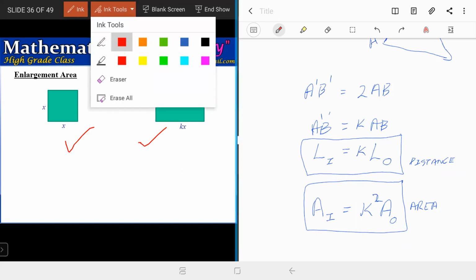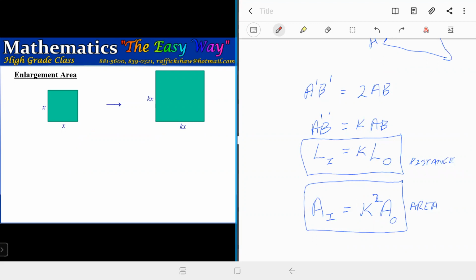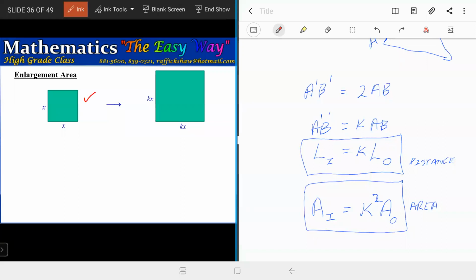Just a little proof as to why it is so. All right, so let's look at this square. So we have this square and we have that square. And what happens is that we're going through an enlargement of scale factor K. So the sides now, this side is multiplied by K and becomes that, and this side is also multiplied by K and becomes that.